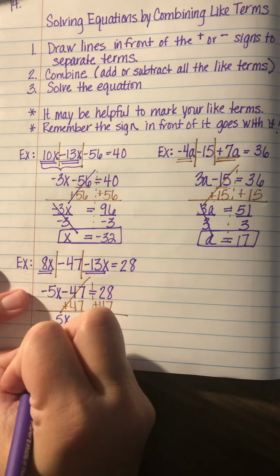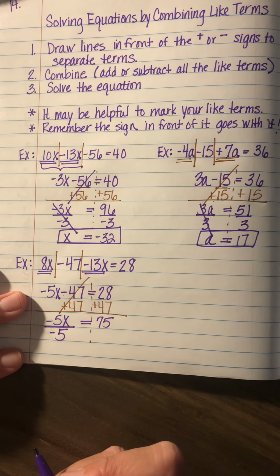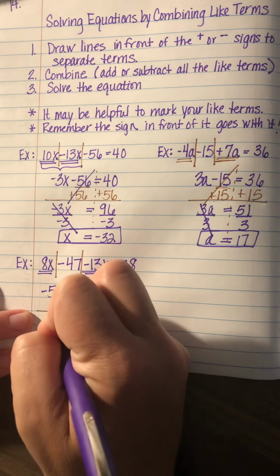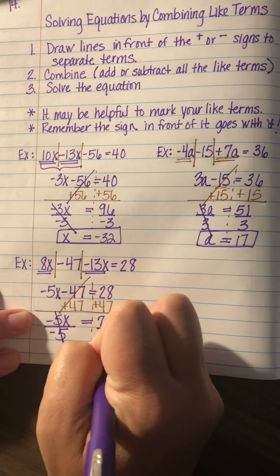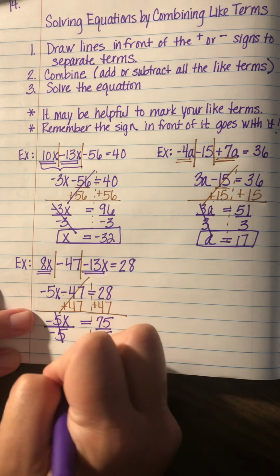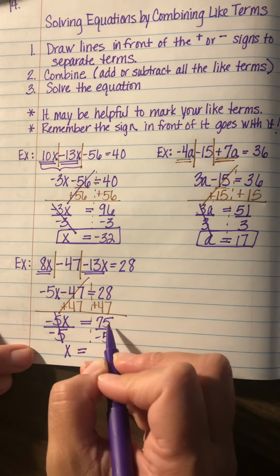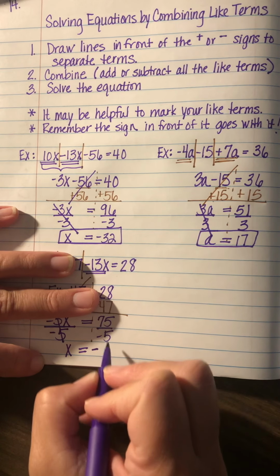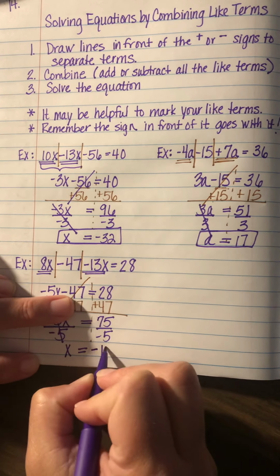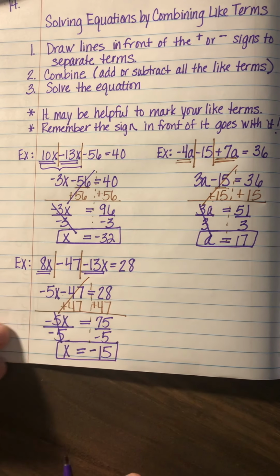The last step here is to get rid of that negative 5. The opposite of multiplying by negative 5 is dividing. So we're going to divide by negative 5 on the left and the right. Negative 5 divided by negative 5 is 1, so I get 1x, or just x. And 75 divided by negative 5, positive divided by negative gives us a negative, and 75 divided by 5 gives us 15. So my final answer there is negative 15.